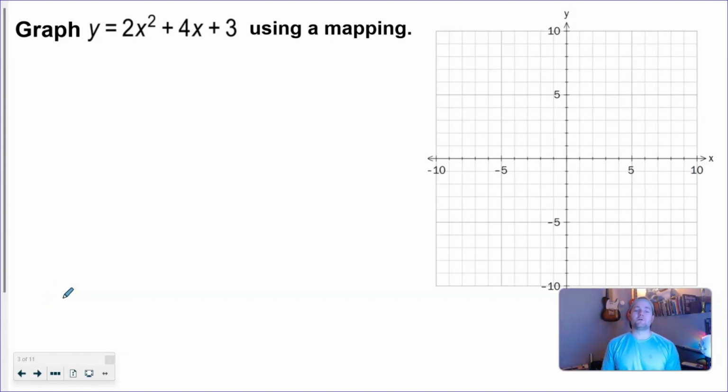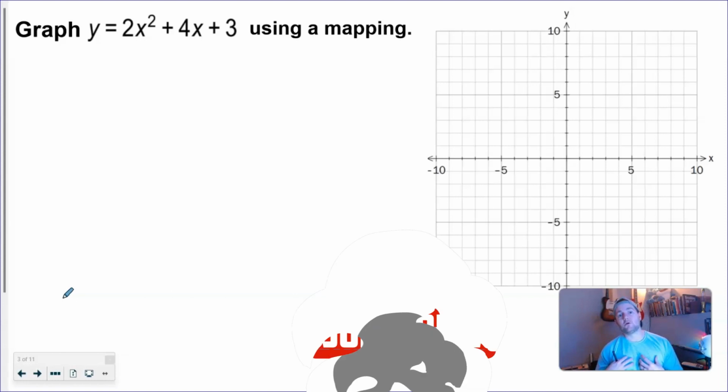In this video, I'm going to take you through graphing a quadratic that's in standard form using the mapping rule. And you might ask when you might need this in this particular unit, Math 200, that we're doing. That's what my students are doing.